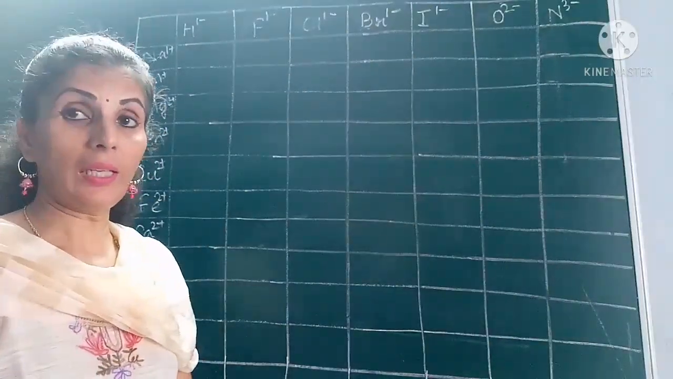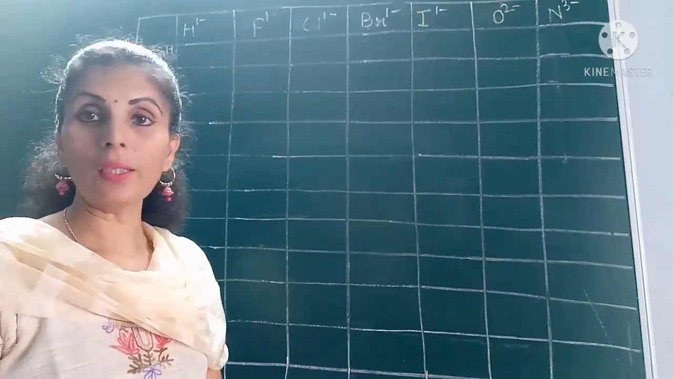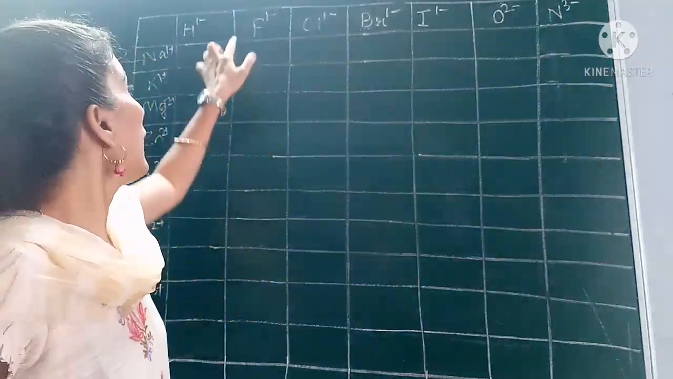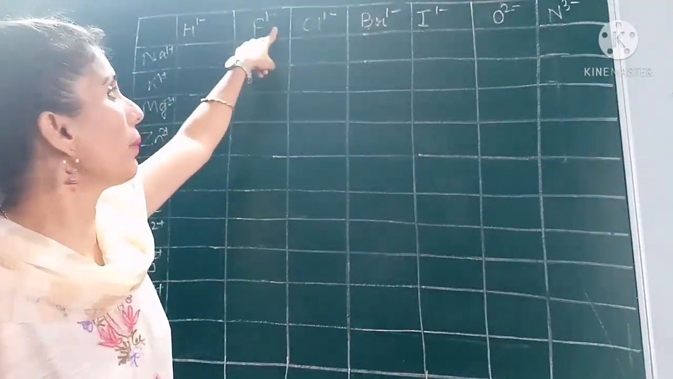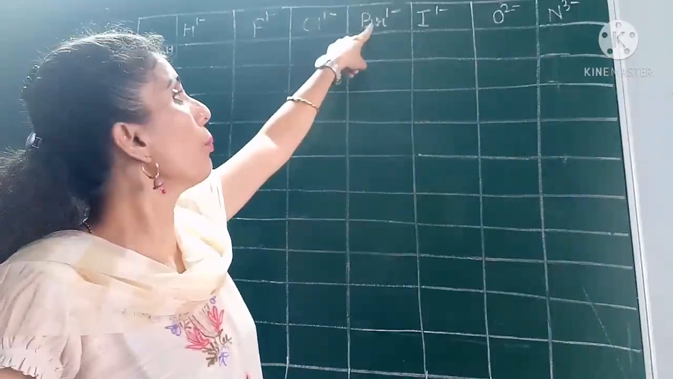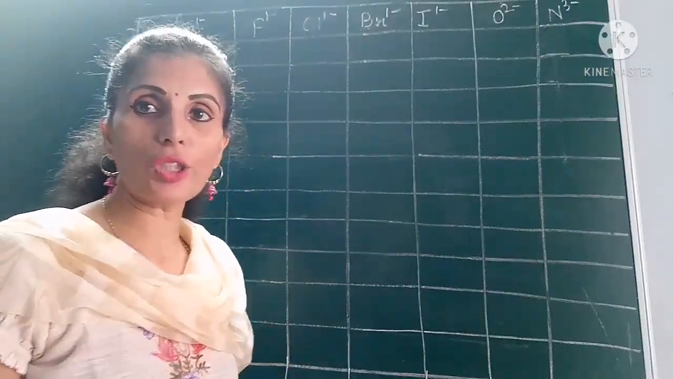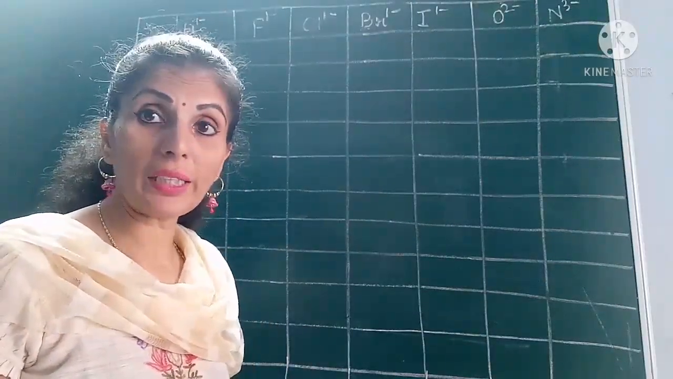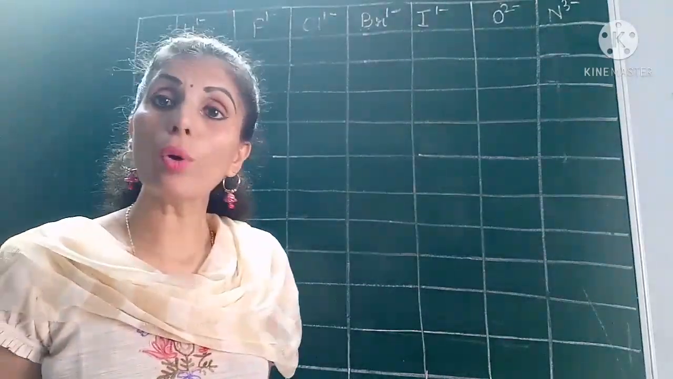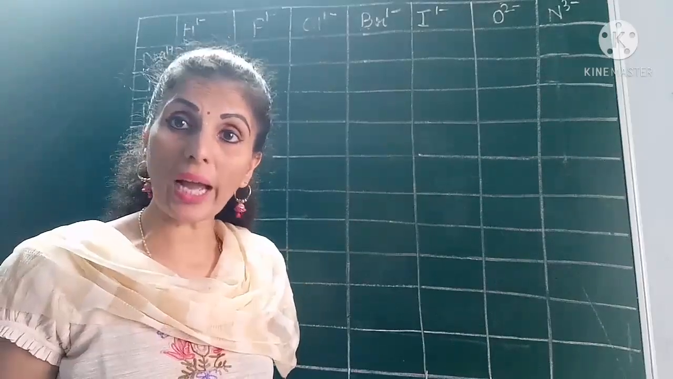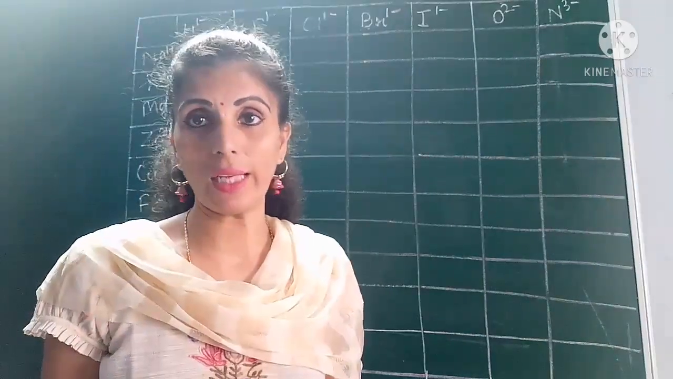hydrogen, fluorine, chlorine, bromine, iodine, oxygen and nitrogen elements I have written. In this table, I didn't write the radicals, only elements. These elements along with their valences also I have written. Hydrogen 1 minus, fluorine 1 minus, chlorine 1 minus, bromine 1 minus, iodine 1 minus, oxygen 2 minus, and nitrogen 3 minus. And how to name them? Hydrogen means hydride, fluorine means fluoride, chlorine means chloride, iodine means iodide, nitrogen means nitride, and oxygen means oxide.